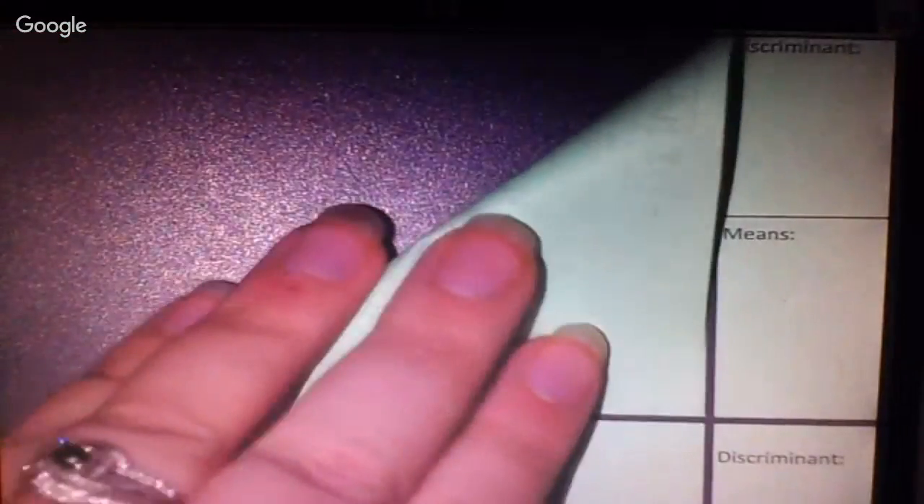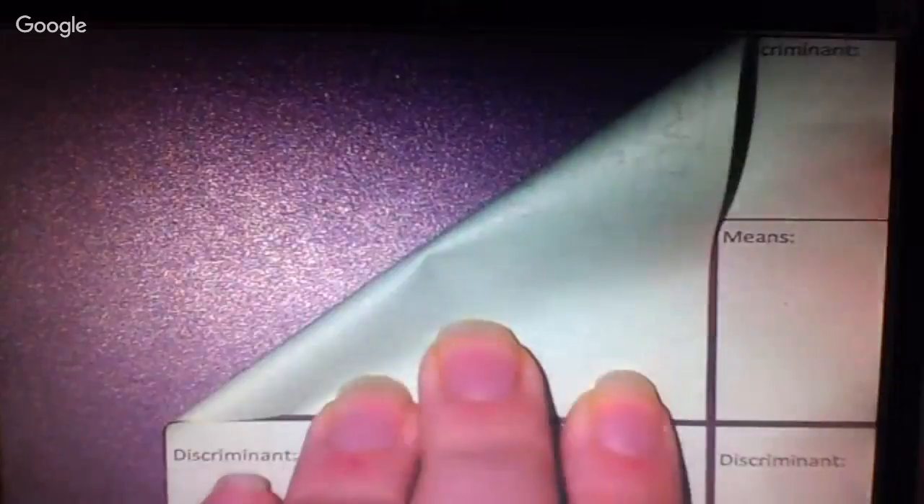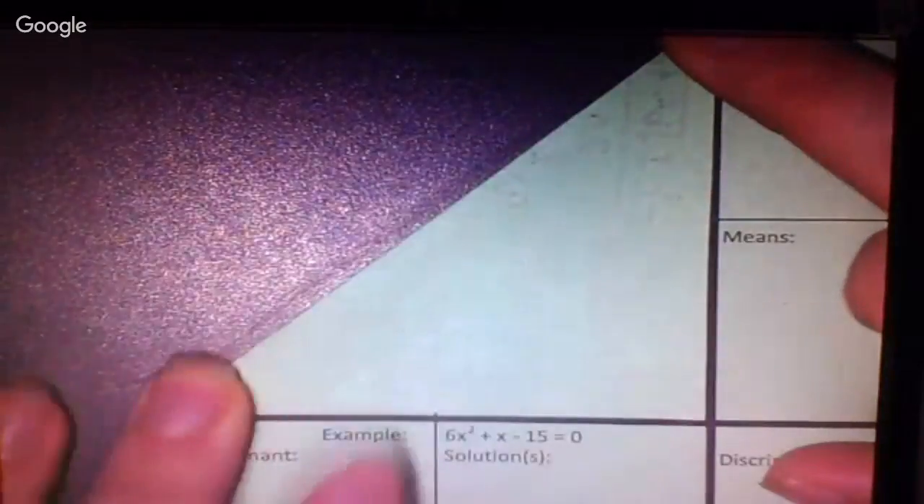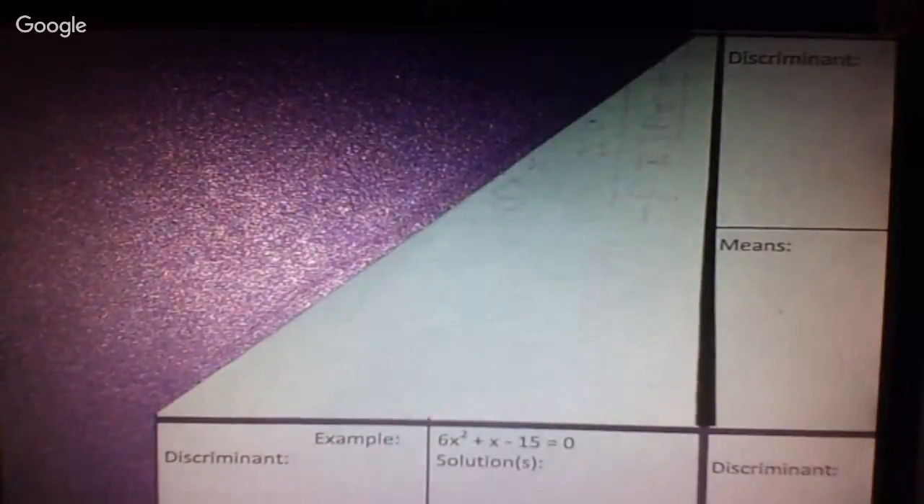I want you to take this and fold it into the center. When we're finished, you're going to have a lovely diamond to put into your notebook.